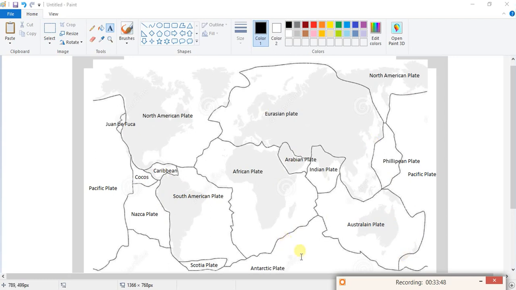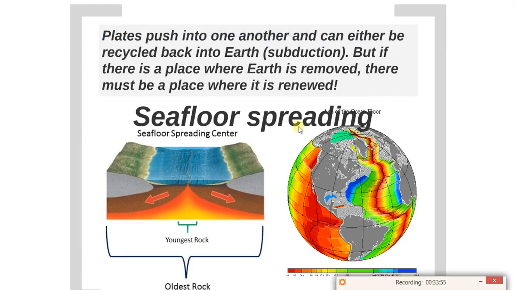Alright, so plates push into one another and they can be recycled back into the earth, which is called subduction. But if there's a place where earth is removed, there must be a place where earth is renewed. If we're eating away crust, we've got to have locations where crust is made. And that is what we call seafloor spreading. Seafloor spreading happens at spreading centers. This is where new rock is being created.